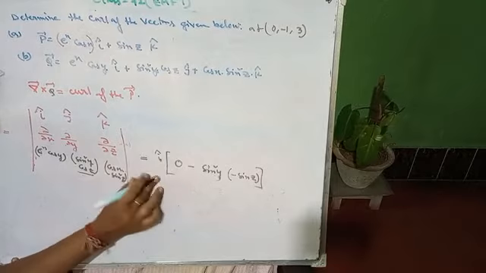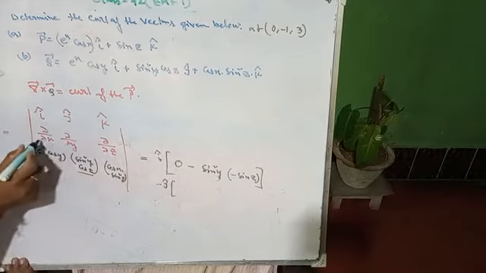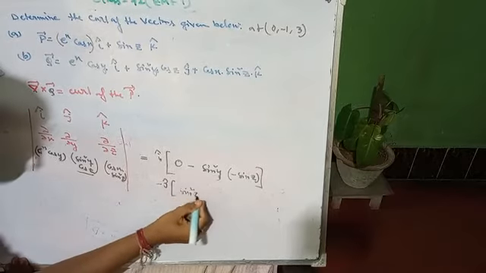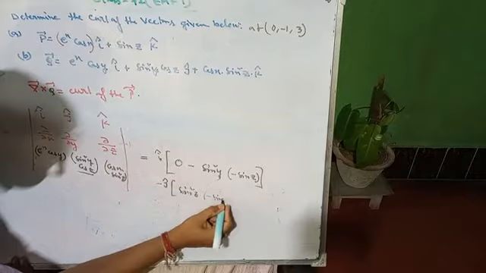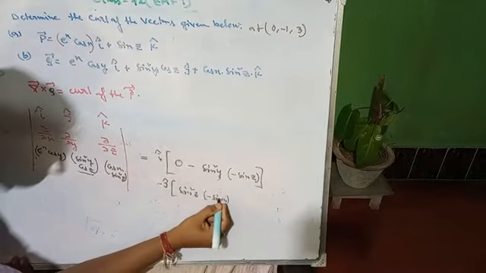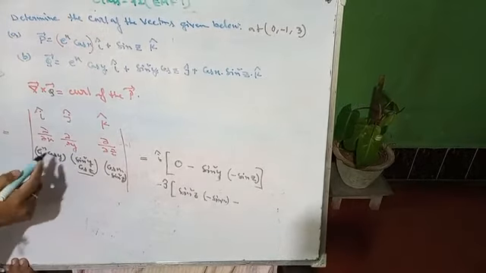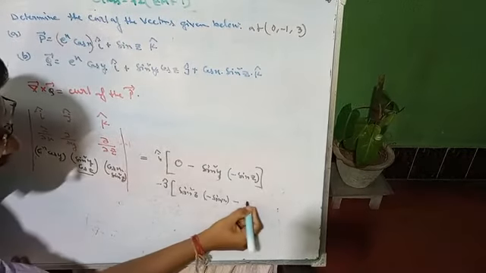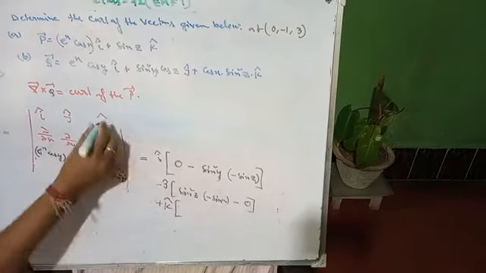Then minus j vector, which means this column and this row. Del x of this one, taking sin square z outside as a common, the derivative of cos x will be minus sin x, and the negative sign of del z of this one, e to the x cos y, there is no z part, so directly we can put 0 over here. Plus k vector. What will be your k vector result?